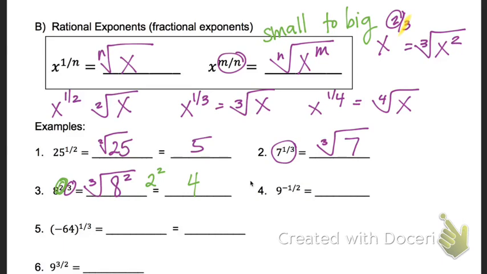All right, number 4, I've got 9 to the negative 1/2. So what do you think that would look like? 1 over the square root of 9. Perfect. So 9 to the 1/2 is like saying the square root of 9, but then it's negative, so it goes to the bottom. So my final answer would be what? 1 over 3. Good.